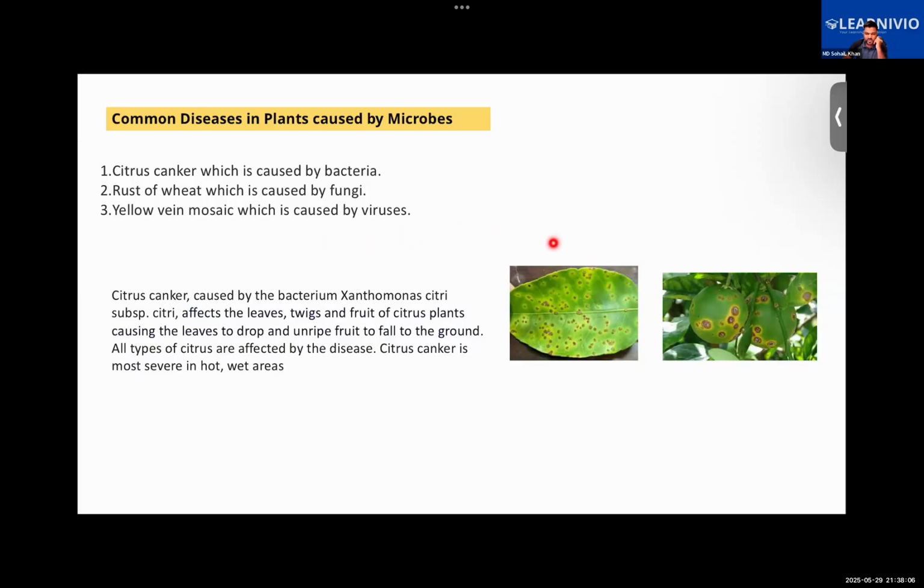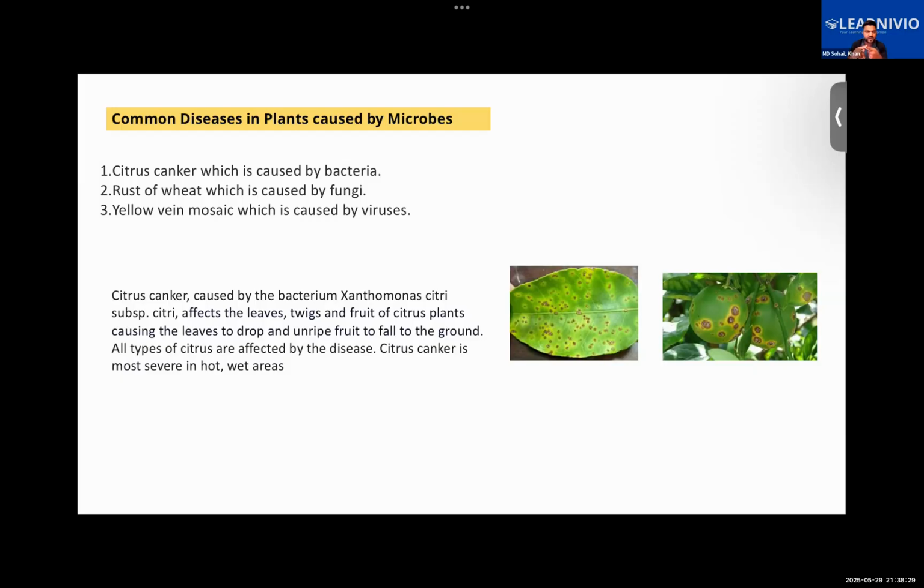Talking about citrus canker, first of all, it is caused by bacteria. The name of the bacteria is not important, but for reference, it is Xanthomonas citri. Xanthomonas citri is the name of the bacteria responsible for citrus canker. It affects the leaves, twigs, and fruits of the citrus plant.